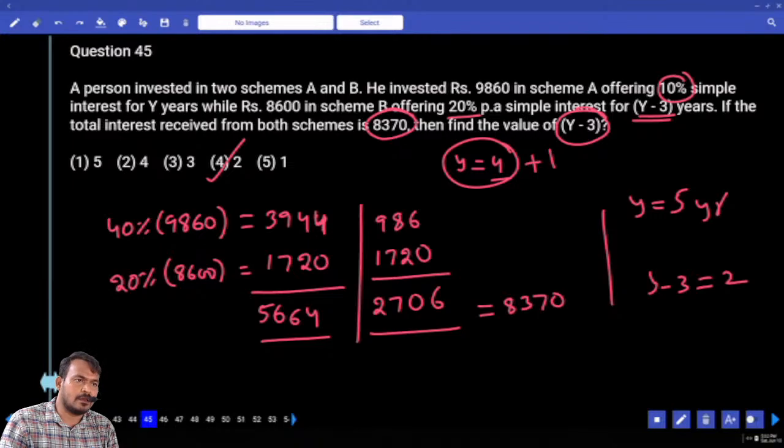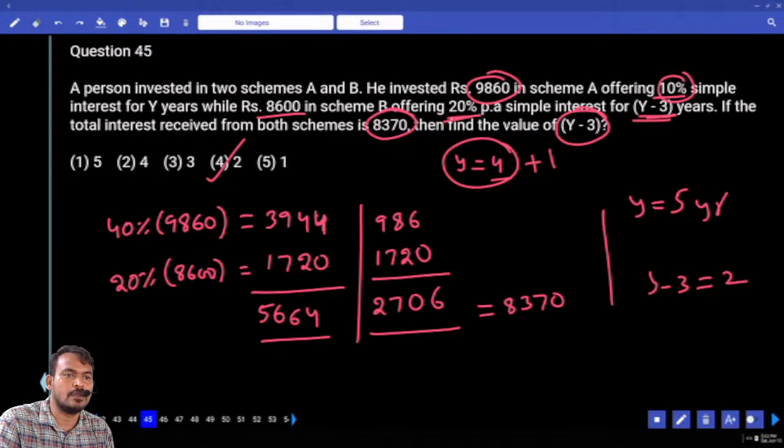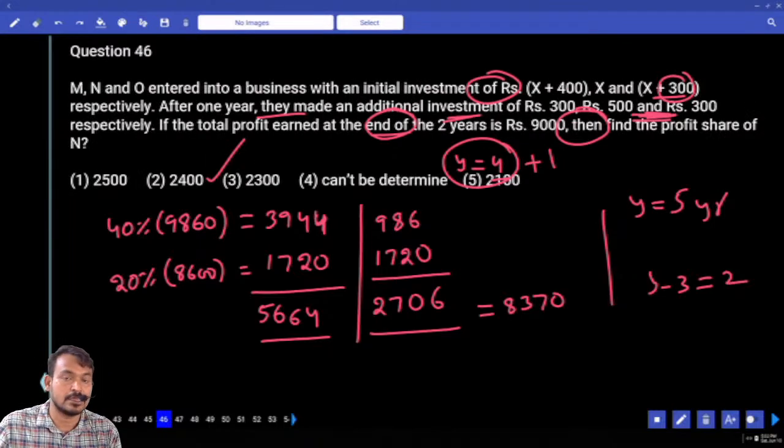What is the normal calculation? 10 into y, percent of which one? 9860. Y minus 3 into 20, percent of which one? 8600. All these are adding equal to which one? 8370. Okay, if it is not satisfied, we are taken one more year, because y must be more than 5 or more than 3 or less than 3. More than 3. Next question number 46.